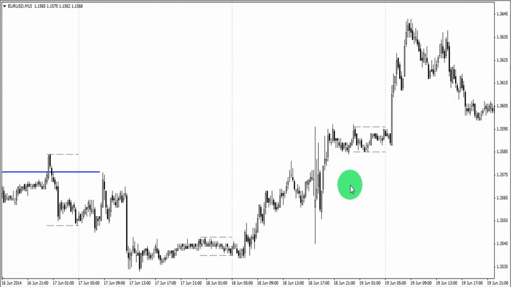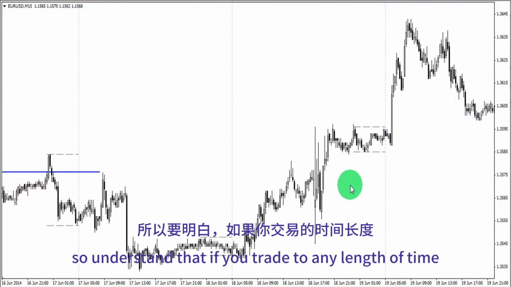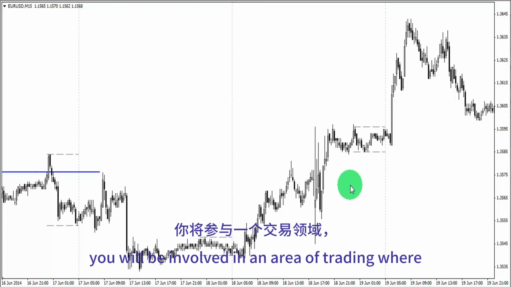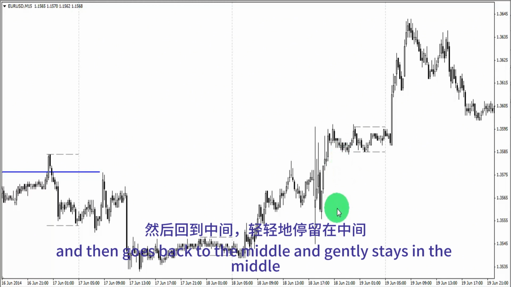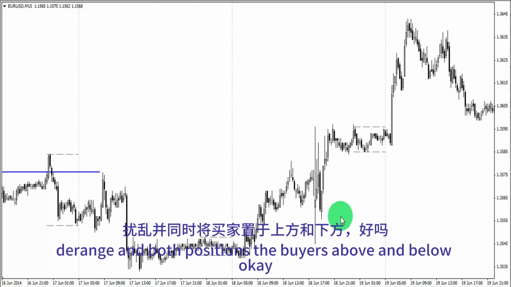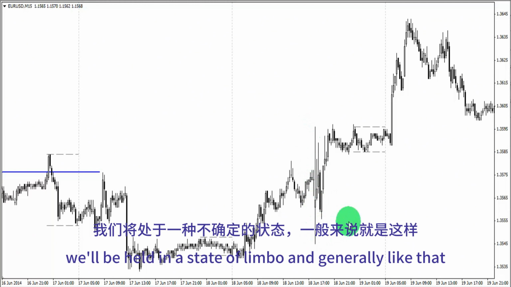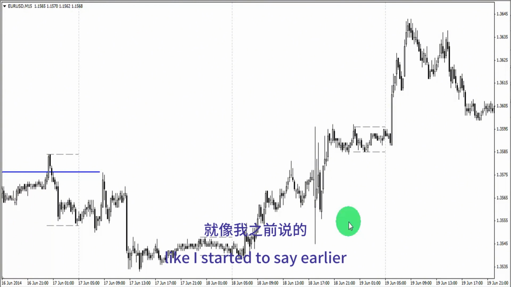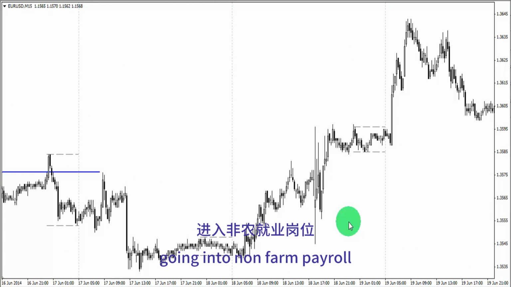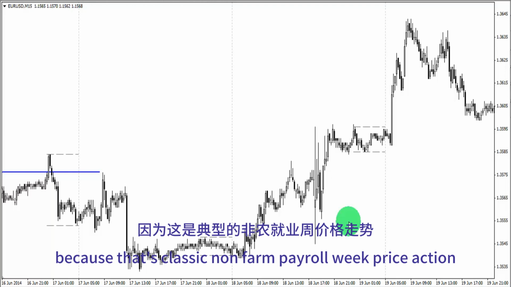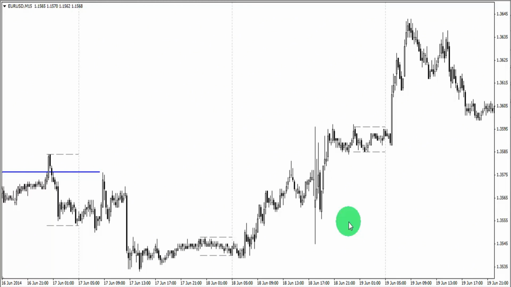So understand that if you trade for any length of time, you will be involved in an area of trading where your pending orders get snapped into the marketplace and it goes back to the middle and generally stays in the middle of the range. In both positions, the buyers above and below will be held in a state of limbo. And generally, like I started to say earlier, you'll see that happen around the first week of the month, going into non-farm payroll, because that's classic non-farm payroll week price action.